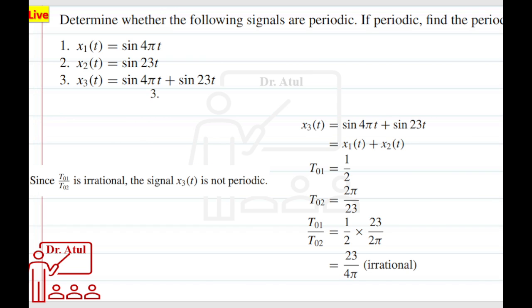आप थर्ड का केस आते हैं, दोनों को ऐड कर दिया है. दोनों को जब ऐड कर दिया है x1(t) और x2(t), T1 इक्वल टू 1/2 है, T2 इक्वल टू 2 pi बाई 23 है. तो दोनों का रेशियो निकाल लिया, T1 अपॉन T2. रेशियो क्या हो जाएगा, 1/2 इंटू 23/2 pi. मीन्स ये जो नंबर है वो इरेशनल है. दैट मीन्स ये नॉट पीरियोडिक है.